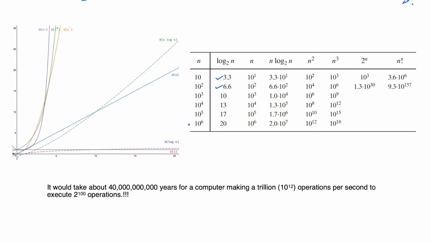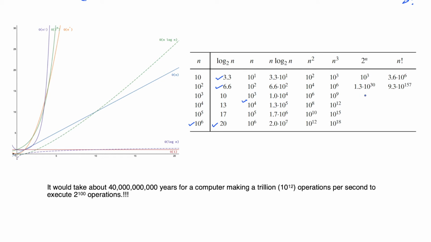Similarly, if you have a size equal to 10^6 or a million, then the algorithm takes only 20 time units, or can be finished in 20 time units. And you can also see the case for different values. You can also see the case for different functions over here. If the algorithm time is proportional to n, then this is the corresponding time taken. If the algorithm time is proportional to n log n, then this is the corresponding time taken.